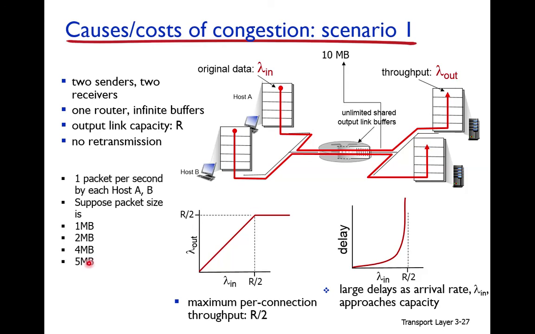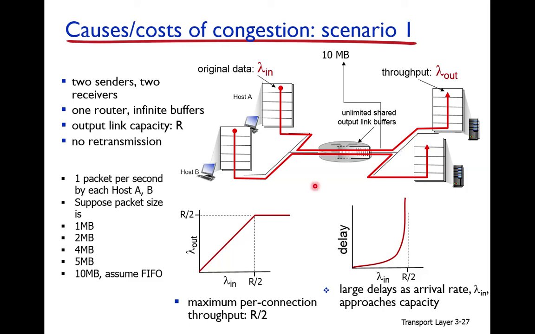Until and unless, suppose that now the packet size is 5 MB. Host A is sending one packet and host B is sending one packet. So in 1 second, two packets arrive, and each packet is 5 MB. So it will be 10 MB. So 10 MB data arrives, so it will be transmitted on the 10 MB link. Because the link bandwidth is 10 MB, there will be no waiting. So the queue is free.